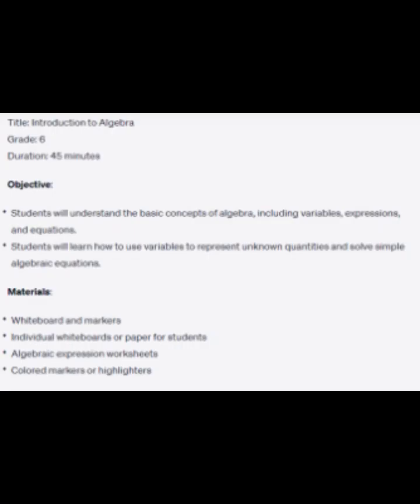Title: Introduction to Algebra. Grade: 6. Duration: 45 minutes. Objective: students will understand the basic concepts of algebra, including variables, expressions, and equations.